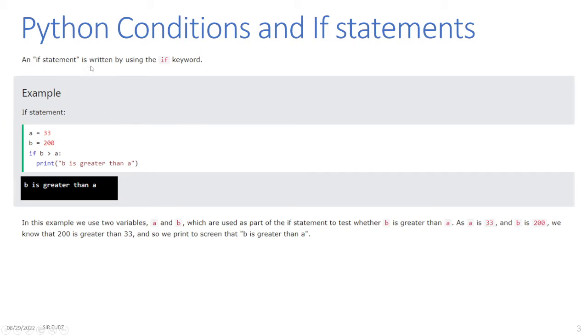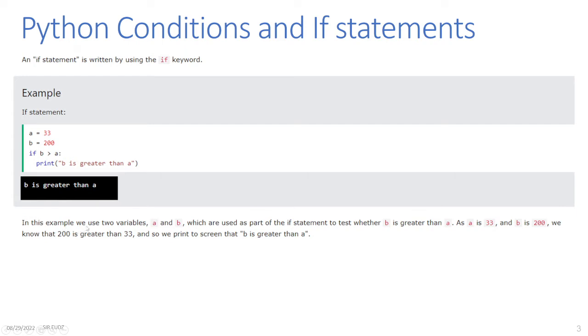An if statement is written by using the if keyword. So, example if statement: A equals 33 and B equals 200. If B is greater than A colon, so that's the syntax of the if statement, then print B is greater than A. Since in this case B is greater than A, it will print this output here. That's why the output of this program is B is greater than A.